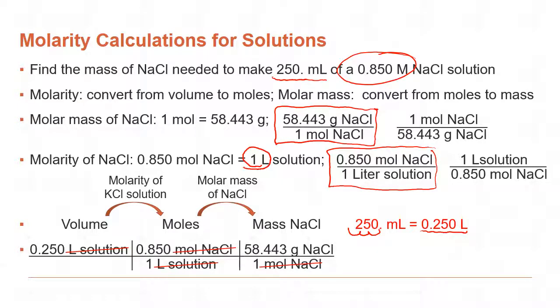0.25 times 0.85 times 58.443 divided by 1 again. And that equals 12.4 grams. So that's the quantity of sodium chloride I would need to make 250 milliliters of a 0.850 molar NaCl solution.